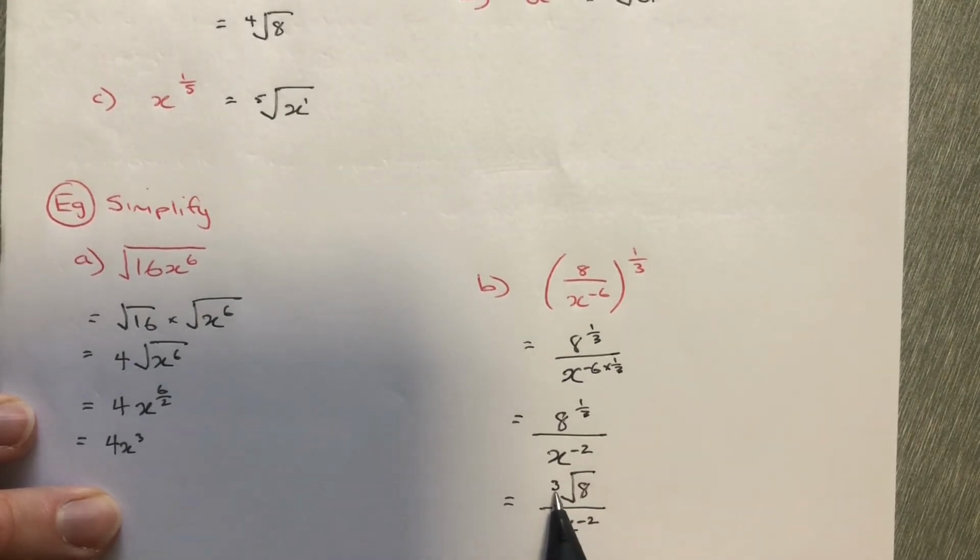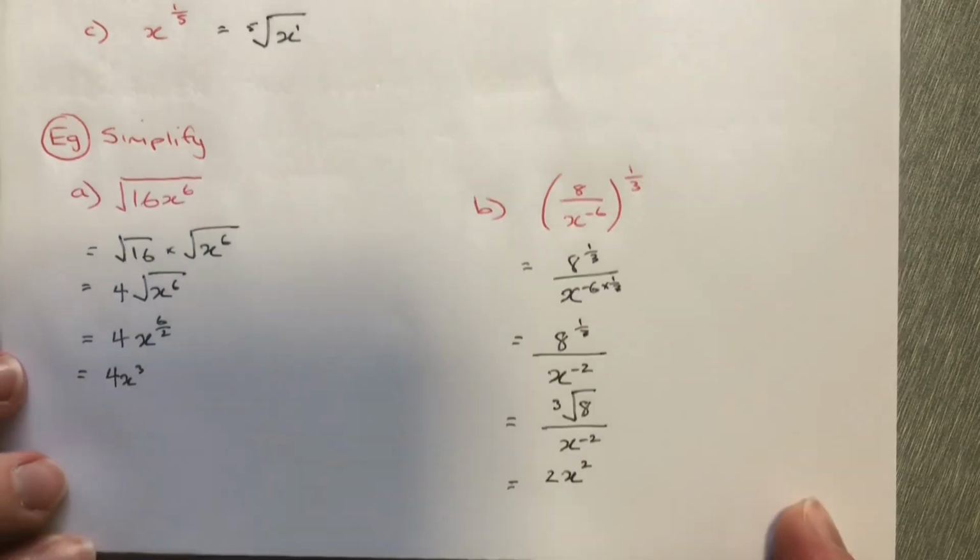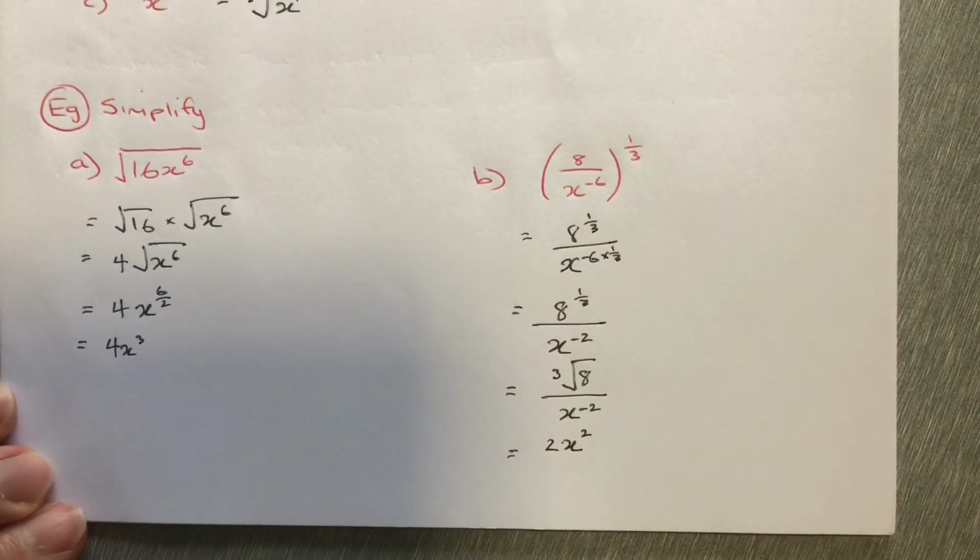So cube root of 8, that just means what number multiplied by itself 3 times gives us 8. Now I know 2 times 2 times 2 gives you 8. So the cube root of 8 is 2. And this x here, remember it's got a negative power. We don't like that. So we can move it to the numerator, but we need to change it to a positive power. Can you see that? Awesome. And we're done.